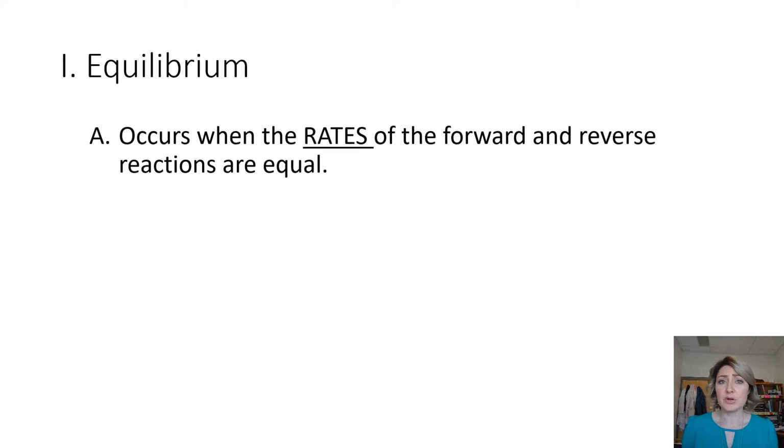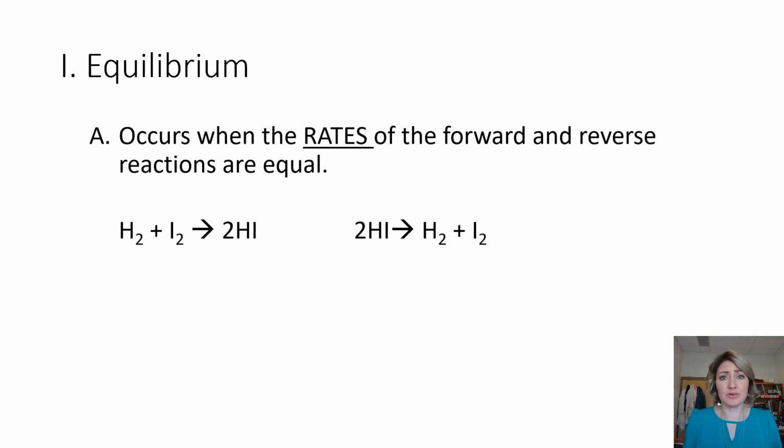So equilibrium occurs when the rate of the forward reaction, so your reactants reacting together to form products, and the rate of the reverse reaction, the products reacting to reform the reactants, are equal to each other. So as you're making products, you're also reforming your reactants, and this is where it gets a little bit trippy. So we could write this as a reversible reaction both ways.